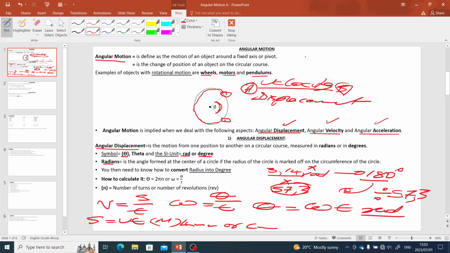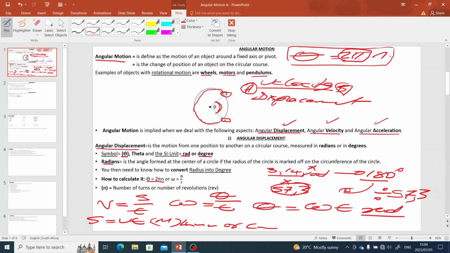Another one is this formula: theta equals 2 pi n. This is another formula that we will be using to calculate angular displacement. Now the 2 pi already gives you the picture that motion occurs on the circumference, or on the circular course, because we know that pi is 180 degrees.